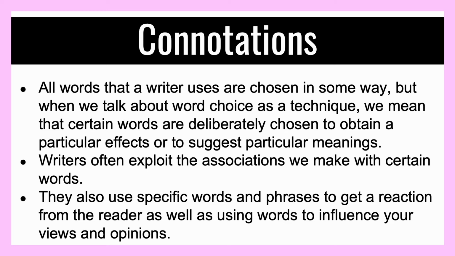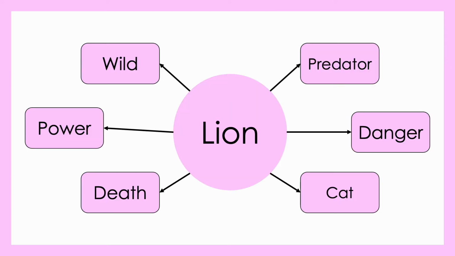So on the next slide, I'm going to show you an example. If you were to describe somebody as a lion, okay, or just describe something as a lion, all right, these are all the associations that you would start to put with that person. So like predator, danger, death, cat, wild, power, these kind of associations are what you then put on that person. All right, so that's kind of why connotations are so important. So on the next slide, we're going to go over the formula.